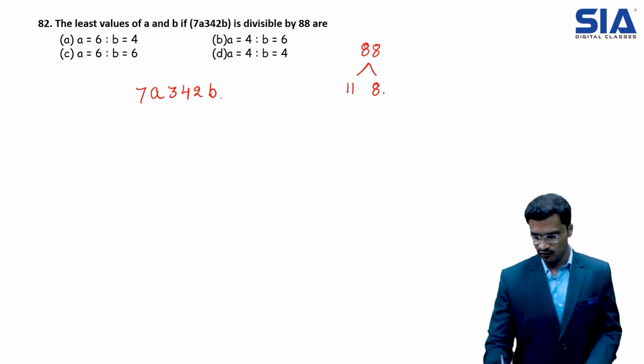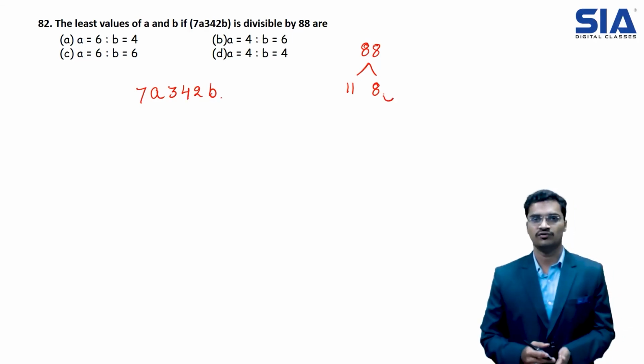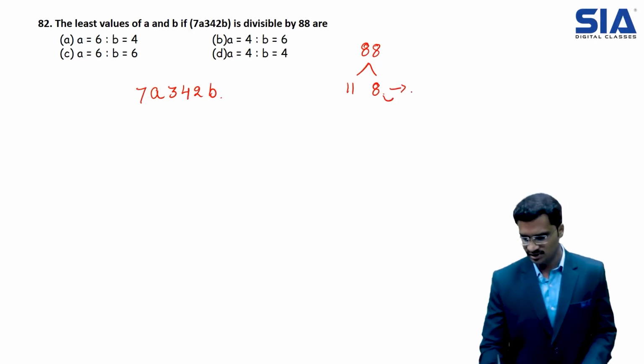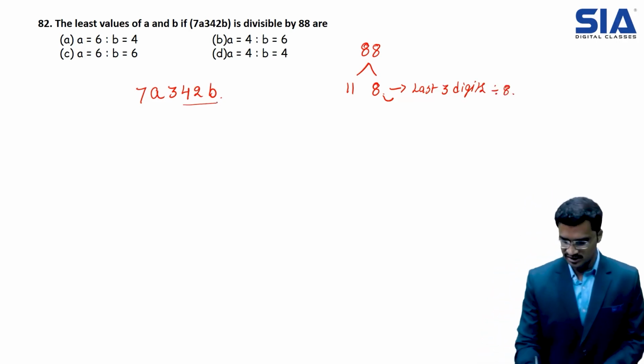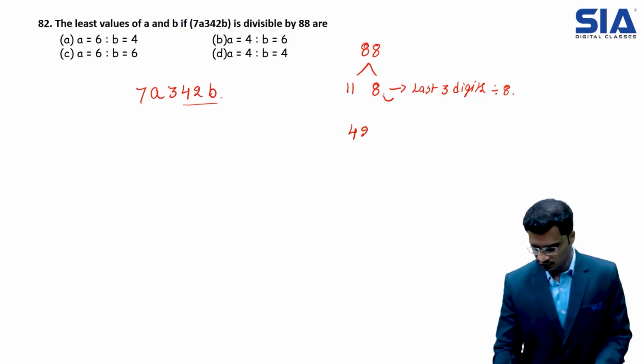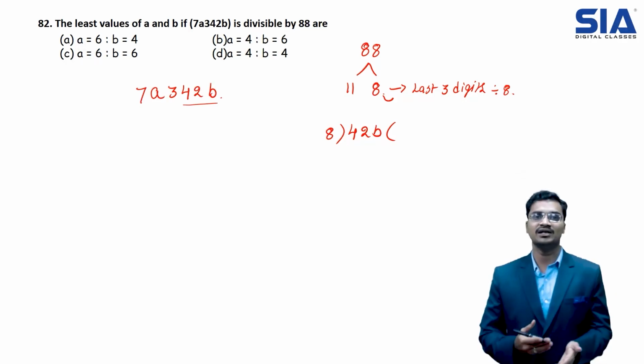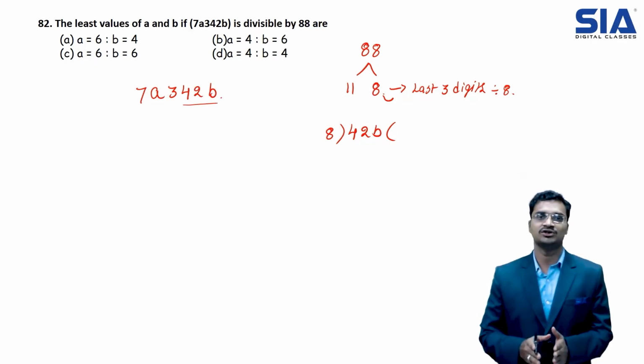So first of all, we have to check the divisibility rule of 8. The divisibility rule of 8 says that if a number is divisible by 8, then the last three digits are also divisible by 8. So let us take the last three digits. The last three digits are 42b. So 42b is divisible by 8. If a number is divisible by any number, then the remainder should be 0.